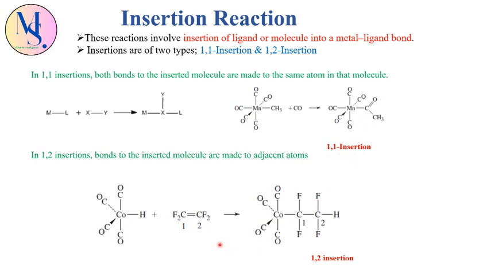While on the other hand, in the 1-2 insertion, both parts of the compound are being inserted between metal and ligand. You can see this carbon number 1 and carbon number 2 both are inserted between cobalt and hydrogen. So this is 1-2 insertion reaction.